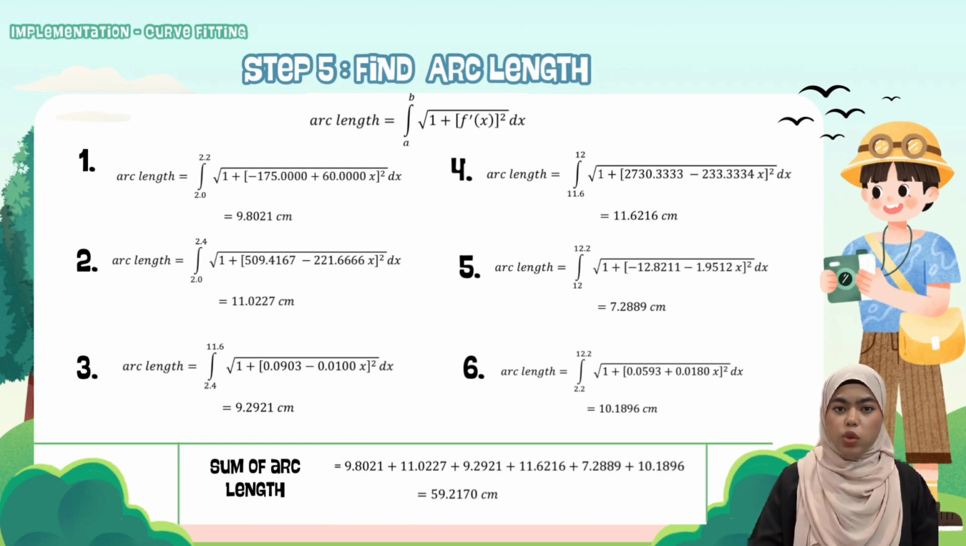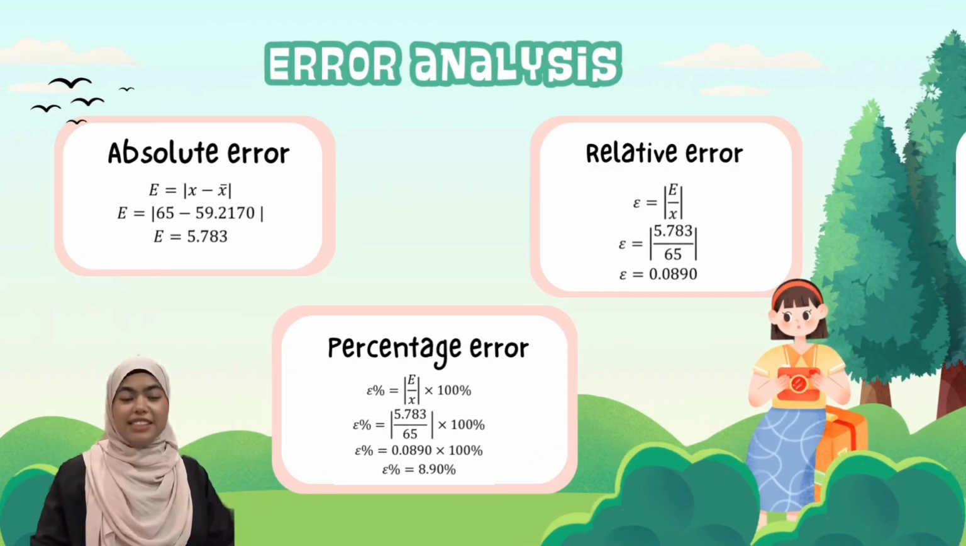This allows us to compute the total arc length of the fitted curve by adding all the arc lengths of each equation, and we got 59.2170 cm, which is the approximate value that we will use for error analysis later. And by calculating the total of arc lengths, it will give us a better estimation of the real world measurement of dataran cendekia. Next is error analysis.